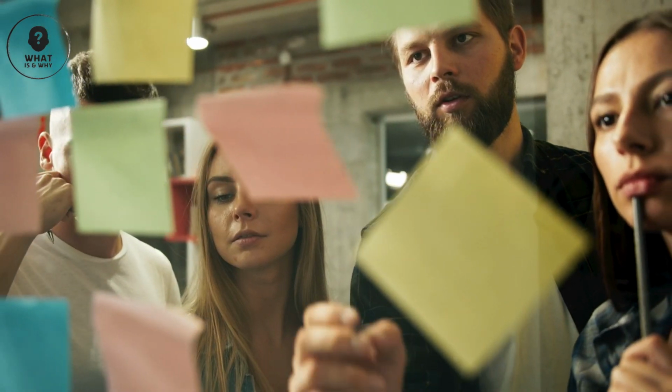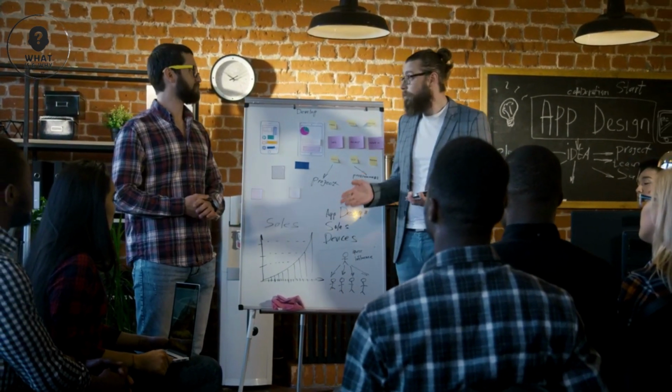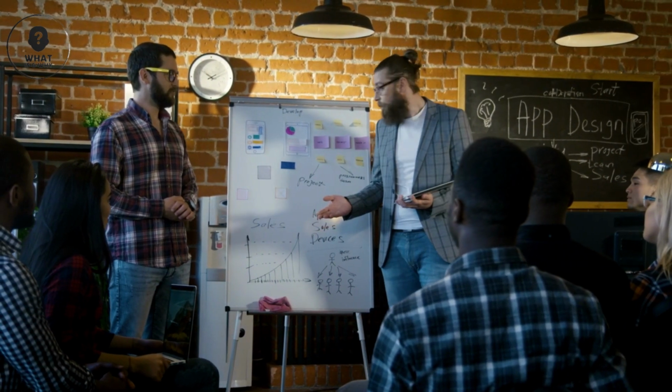Retrieval failure. Even if we have successfully encoded and stored information, we may still forget it if we can't retrieve it from our memory when we need it. This can happen if the cues or context present during retrieval are different from those present during encoding.